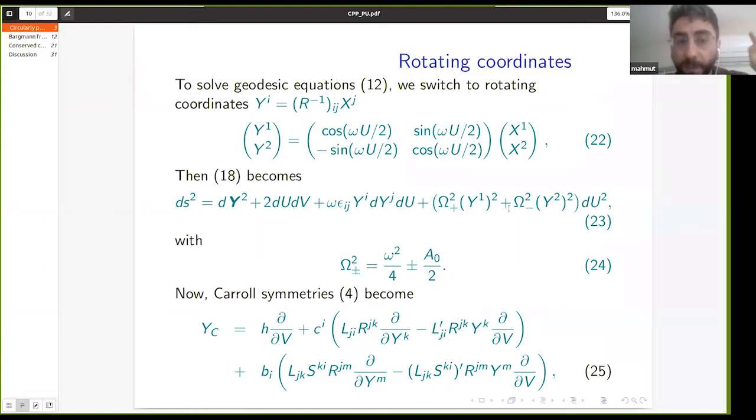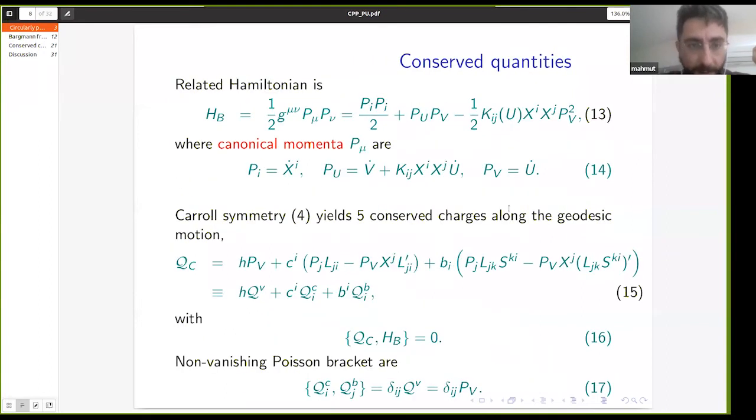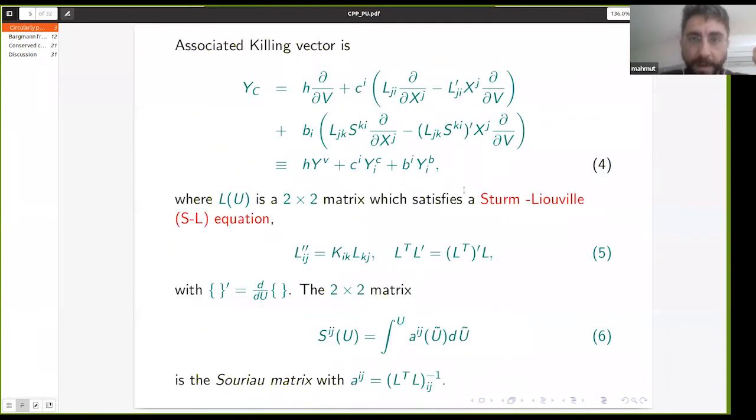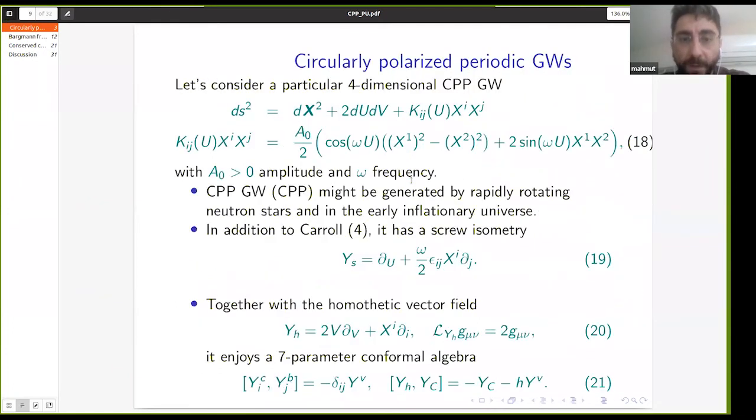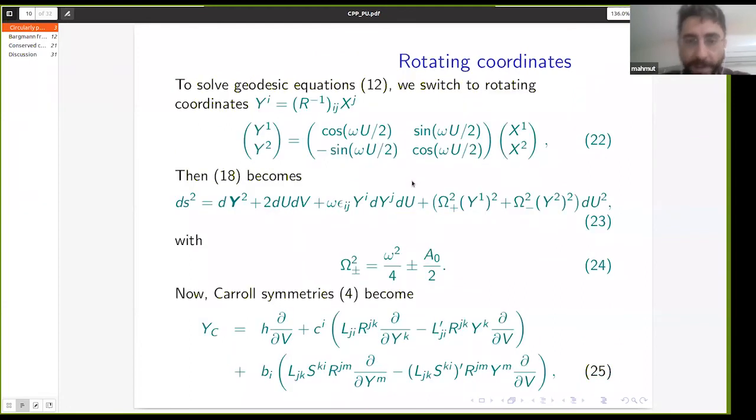Of course, if you push forward these Carroll vector fields by this rotation, because you did a coordinate transformation, then in these new rotating coordinates the Carroll symmetries become this. So this rotation matrix actually enters into the expression for the symmetries. Nice. It looks very complicated, but don't worry, we will solve them. They will be very easy later.